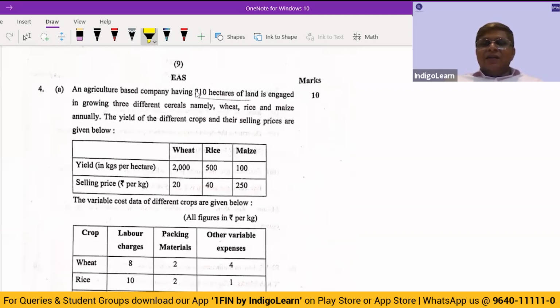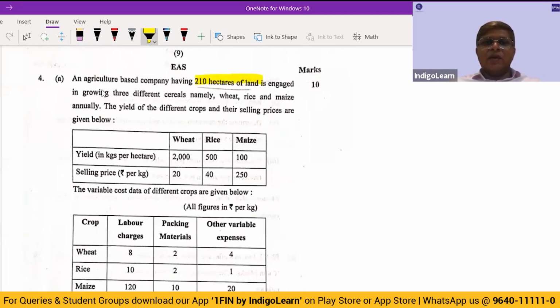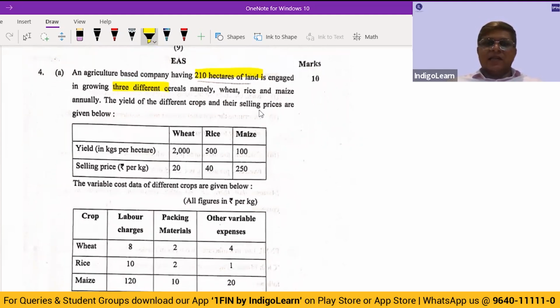The company has 210 hectares of land. See, if they had unlimited land, they could have done unlimited manufacturing. But here land is the limiting factor. Land is the constraint. We have to put land to the best possible use and can be engaged in growing 3 different cereals, namely wheat, rice, and maize. The yield of the crops and their selling prices are given below.